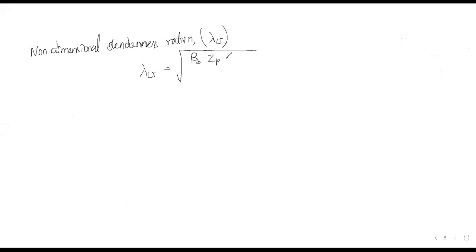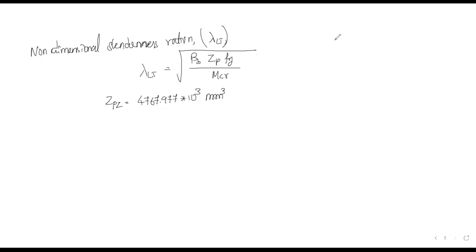So here, the non-dimensional slenderness ratio, that is lambda LT. Lambda LT is equal to root under beta B into ZP into Fy by MCR. Here we know the ZP value, that is 4767.977 into 10 cube mm cube, which we have calculated already.